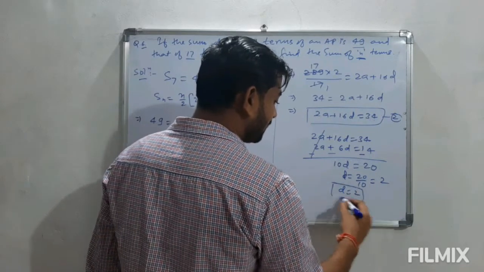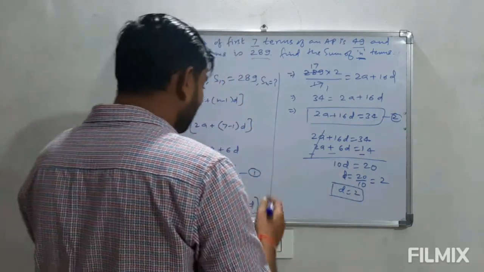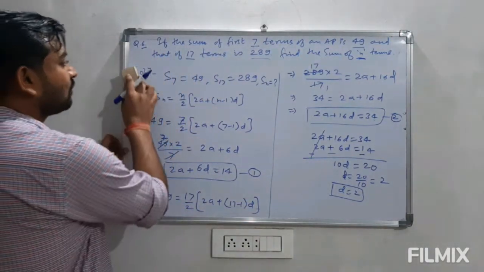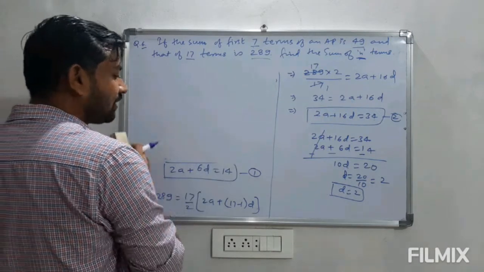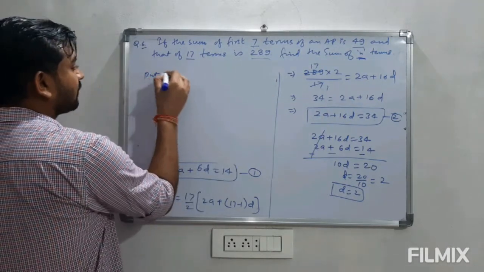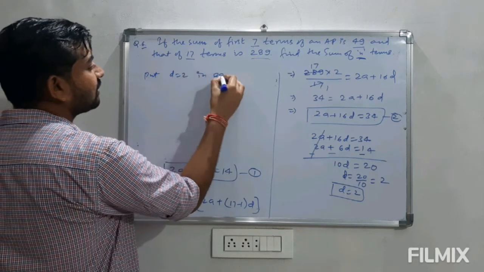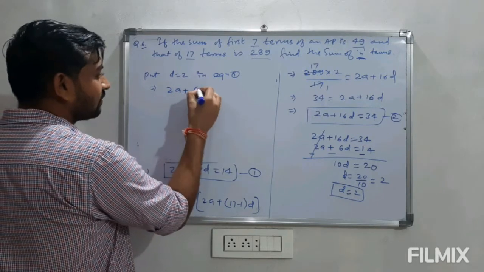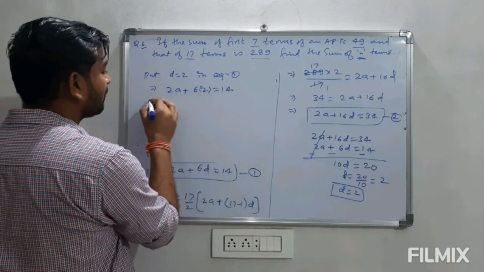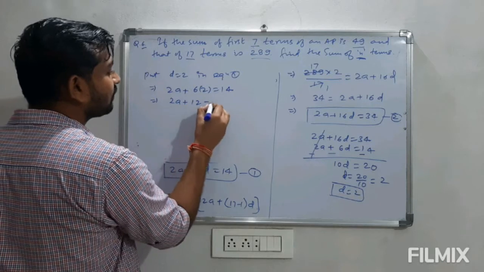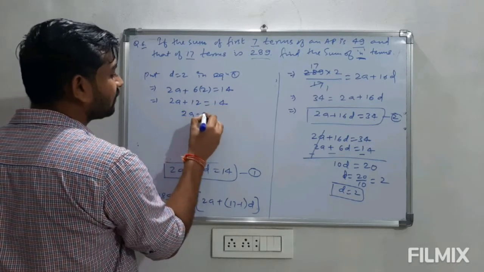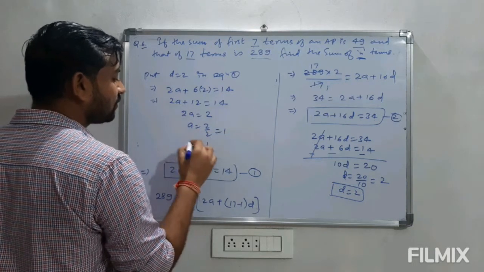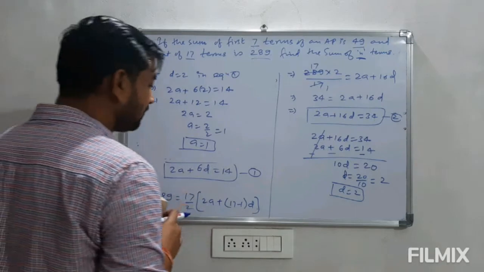If the value of d is 2, then clearly we can find the value of a from either equation 1 or 2. So let us come to that part now. Put d is equal to 2 in equation 1. So what will we get in this equation? 2a plus 6 into 2 is equal to 14. So from here 2a plus 12 is equal to 14. So 2a is equal to 14 minus 12, that is 2. So a is coming out to be 2 upon 2, that is 1. So the value of a is 1 and the value of d is 2.